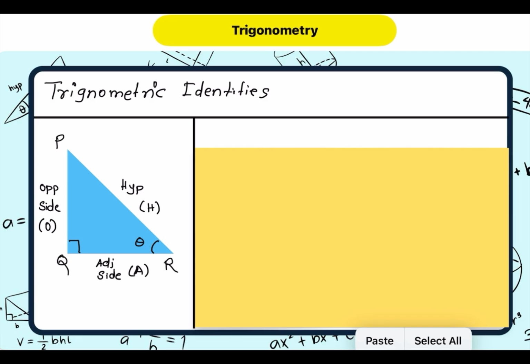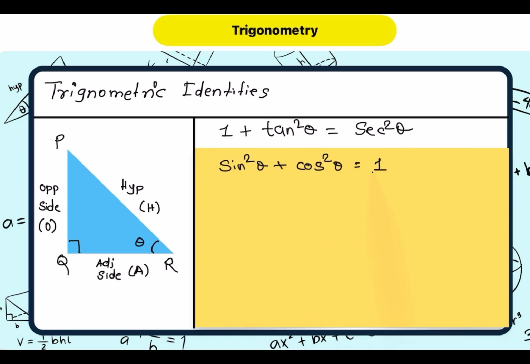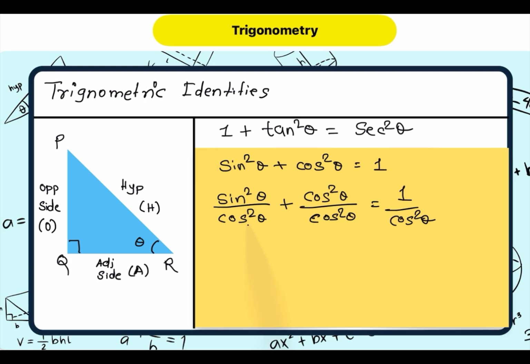Let us learn the third trigonometric identity, which is 1 plus tan square theta is equal to sec square theta. Let's prove this. To prove this, we are going to again use the first trigonometric identity, which is sin square theta plus cos square theta is equal to 1. Let us divide both sides by cos square theta. What are we going to get? Sin square theta upon cos square theta plus cos square theta upon cos square theta is equal to 1 upon cos square theta.